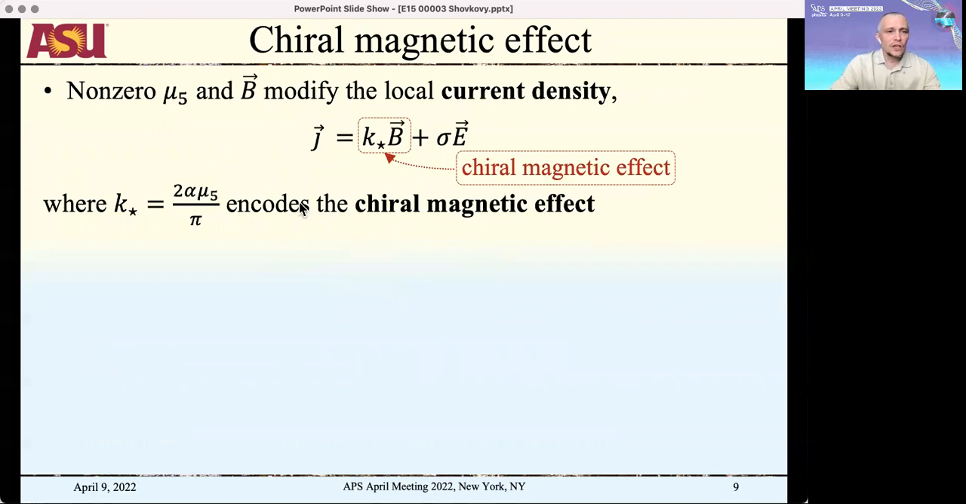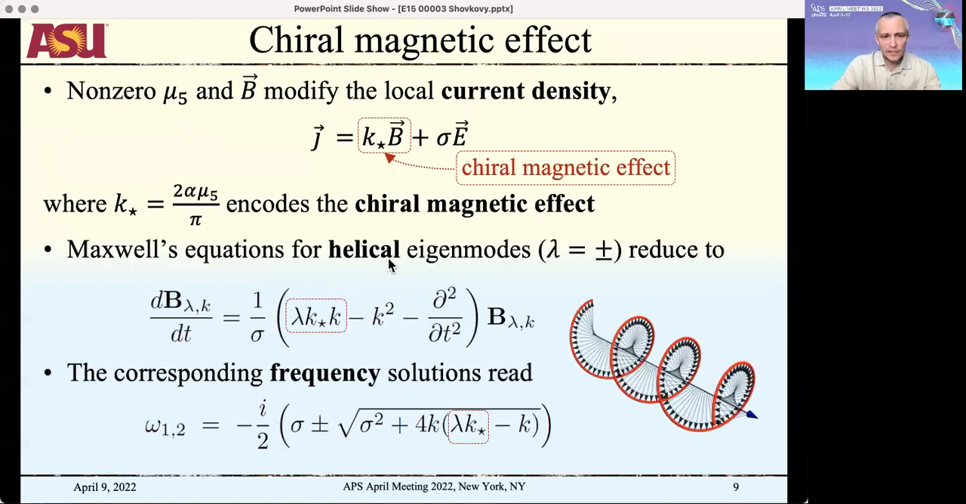Now, in the presence of the chiral chemical potential, the so-called chiral magnetic effect will start acting in the plasma. The essence of the effect is the additional contribution to the electrical current, the local current density in the plasma. The coefficient, which is the chiral magnetic conductivity, is proportional to the chiral chemical potential μ5 that was estimated on the previous slide.